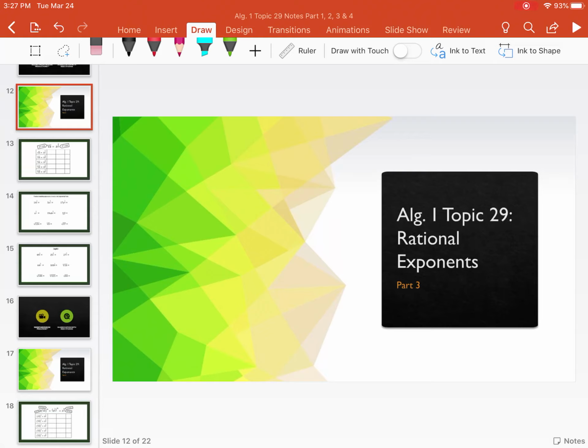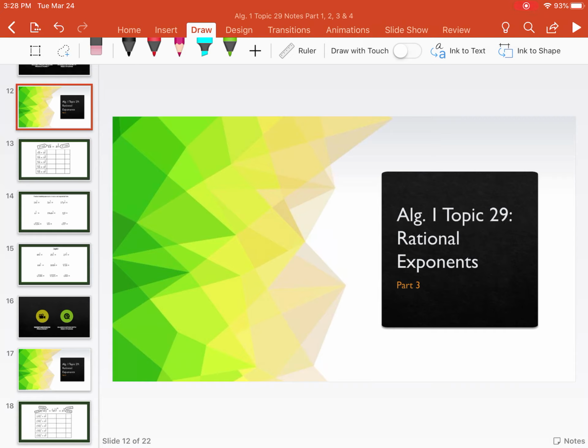Welcome back to topic 29, rational exponents. This is part 3. Parts 3 and 4 are going to refer to the foldable. For this foldable, you will need to fold it in half, almost like a book, but instead stop at the vertical dashed line. That way it reveals on the side the title of rational exponents.